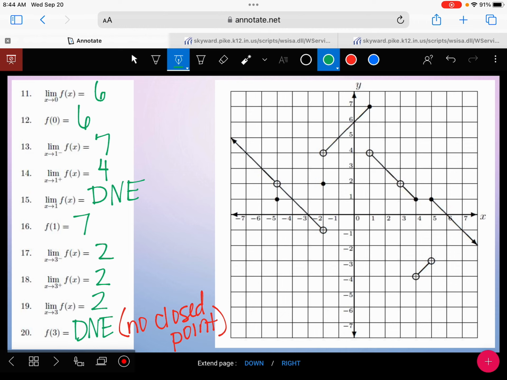17, 18, and 19. Okay, Sam. Are you a little frustrated with your answers? Okay. 17, 18, and 19 are all 2. And 20 does not exist. Did you break your pencil in half? You got to, okay, get you another pencil. Let me get you another pencil, because I don't want to stress you that bad. It's okay. It's just late.